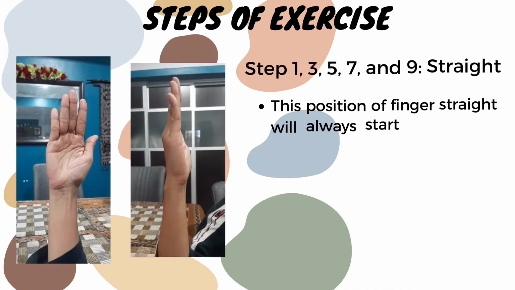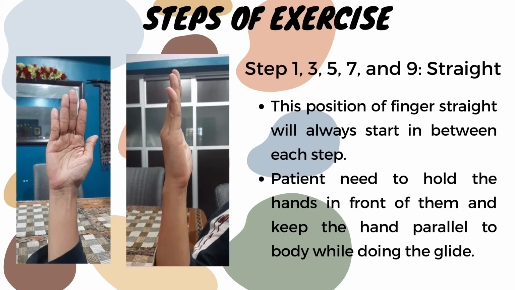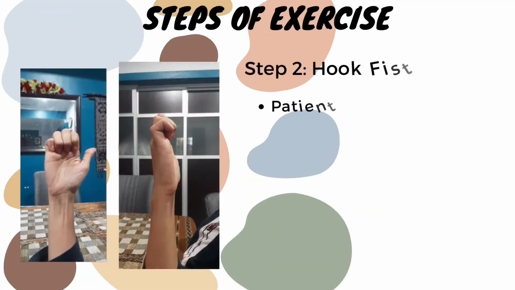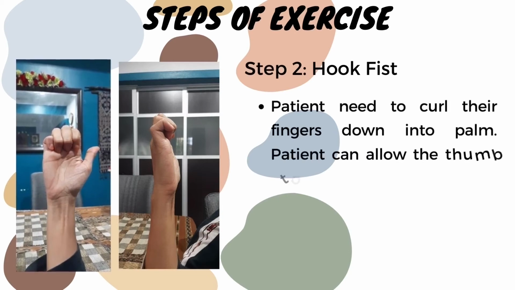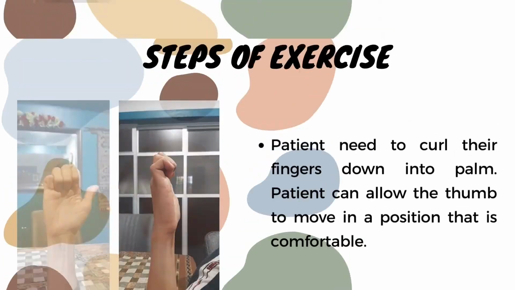The first step of the exercise is the straight finger position, which will always start in between each step. The patient needs to hold the hands in front of them and keep the hand parallel to the body while doing the glides. This step will be repeated in steps 3, 5, 7 and 9. Step 2 of the exercise is the hook fist, in which the patient needs to curl their fingers down into the palm. The patient can allow the thumb to move in a comfortable position.